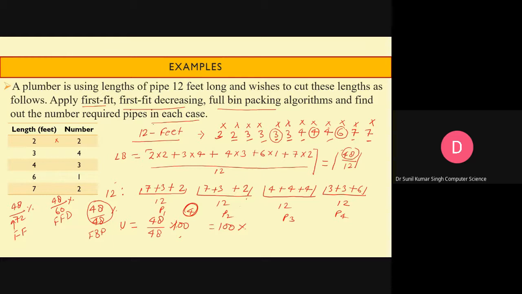If your numbers are trivial cases, trivial meaning you have some definite number of cases and a small number of, let's say, lengths of pipes, then you can solve it, but for very large cases it is very difficult to do. That's why, if we look at the full bin packing problem with respect to combinatorial problems, it comes into the NP hard category.